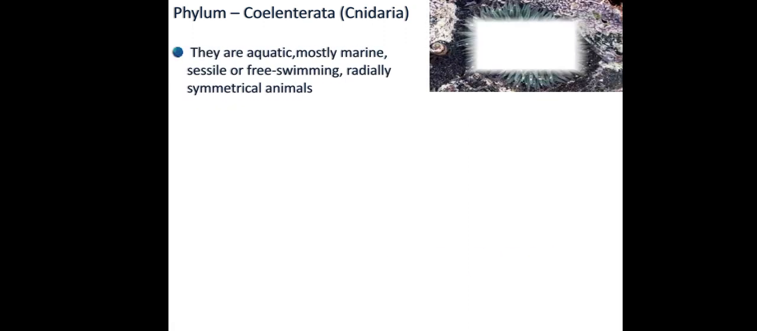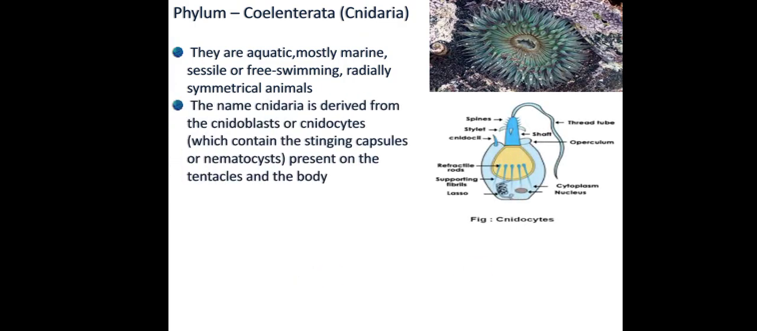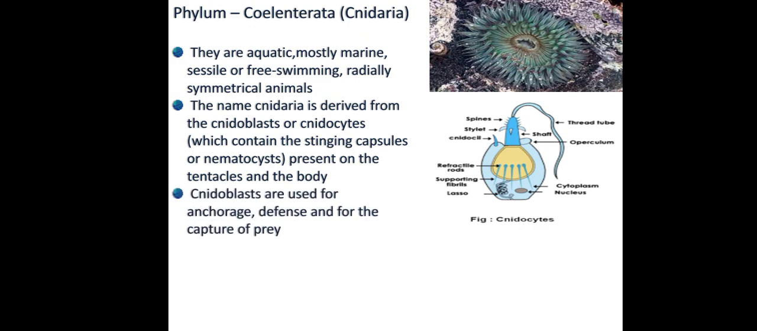The next phylum, Cnidaria or Coelenterata. They are aquatic, mostly marine, sessile or free-swimming, radially symmetrical animals. The name Cnidaria is derived from the cnidoblast or cnidocyte cell, which contains the stinging capsule or nematocyst present on the tentacles of their body. The cnidoblasts are used for anchorage, defense, and for capturing the prey.